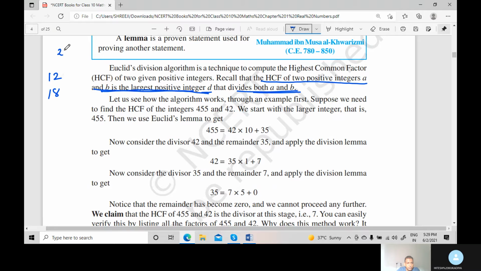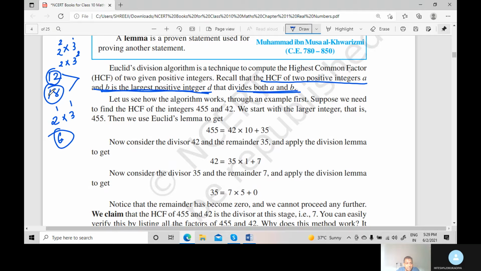12 factors as 2 raised to 2 into 3, and 18 factors as 2 into 3 raised to 2. Now take the common factors with minimum power. The common factor 2 has minimum power 2 raised to 1, and the common factor 3 has minimum power 1. So the HCF is 6. Speak your table of 6: 6 2s are 12, 6 3s are 18. That means our HCF is right. And the LCM is the least common multiple, the common number in the tables of 12 and 18.